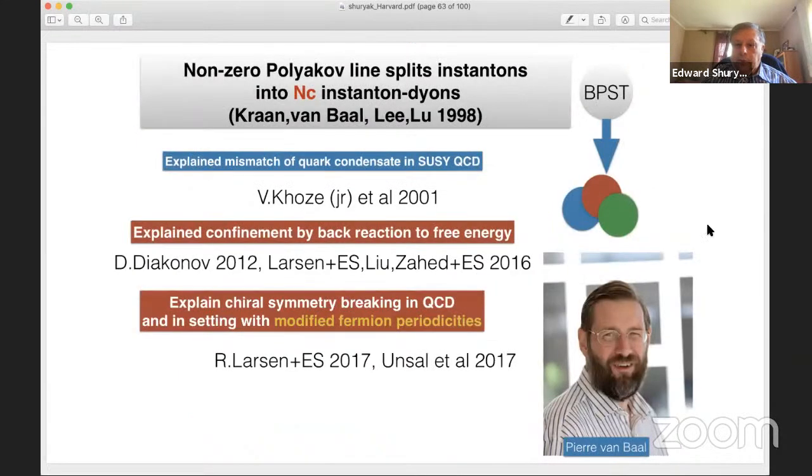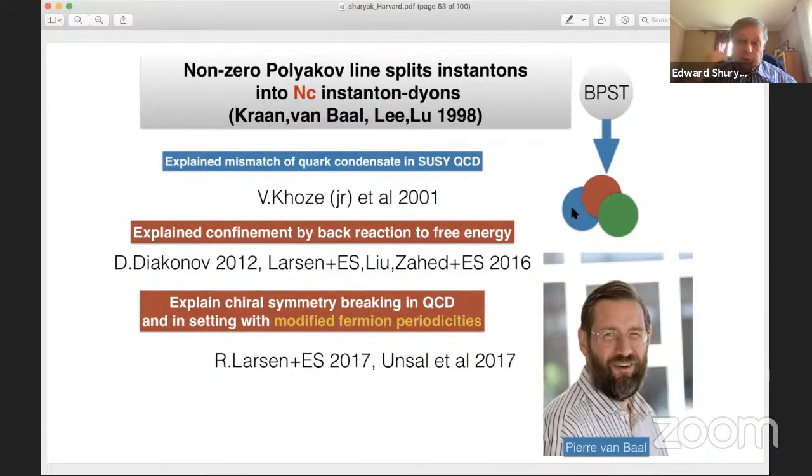So this guy, Pierre Van Baal, who unfortunately is no longer with us, was thinking about how to find an instanton solution in such a way that at large distances it goes to constant A naught. And he found such a solution. With surprise, he found out that you have three monopoles connected with Dirac strings, three if there are three colors. And if you calculate the action, you just see three bumps because you don't see the Dirac string. But if you look at the solution, you see the Dirac string. So that was these instanton-dyons.